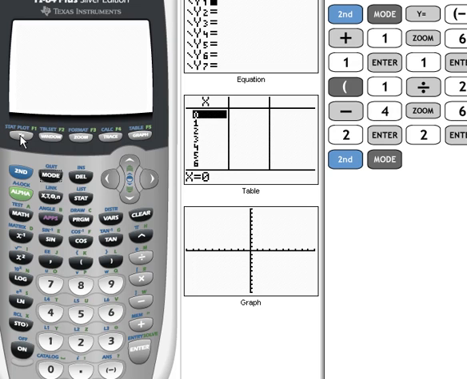And in order to graph, we need to go to our y equals. Now I've already cleared out what I had in there previously, so if you need to clear that out, go ahead and do that now. We want to type in the absolute value of x.